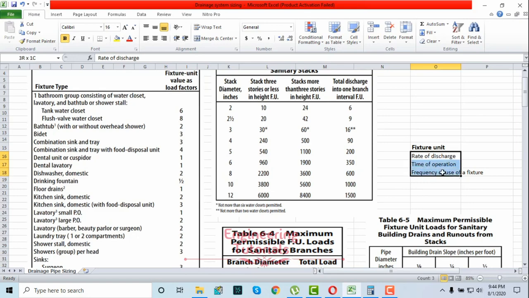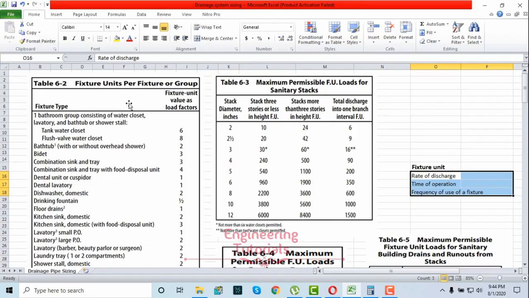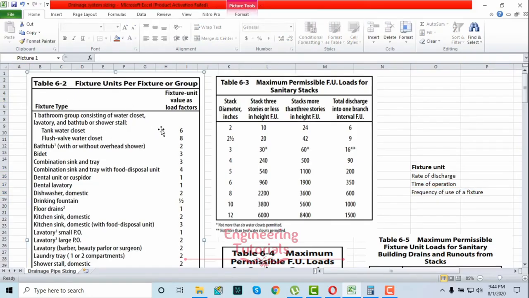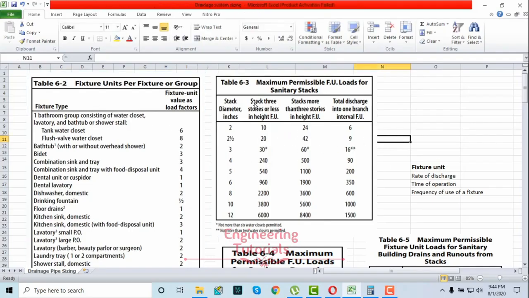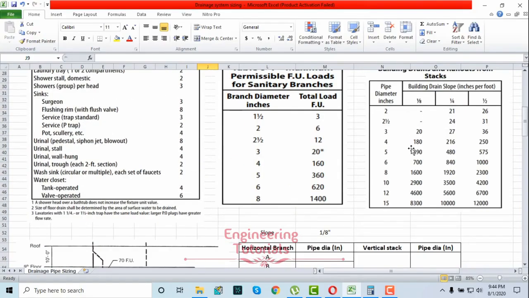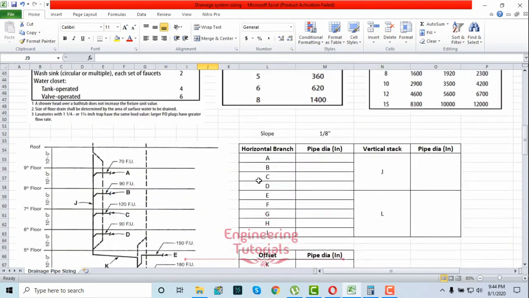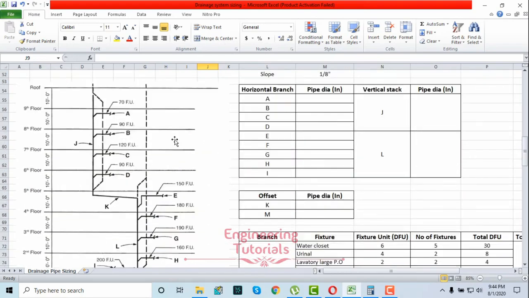So fixture unit basically depends on 3 factors, that is rate of discharge, time of operation, and frequency of use of fixture. So based on these factors, these tables were prepared by ASPE, that is American Society of Plumbing Engineers, IPC International Plumbing Code, and UPC Uniform Plumbing Codes. So I took this table from ASPE, the American Society of Plumbing Engineers. Based on this table, I'm gonna do the sizing of drainage piping.